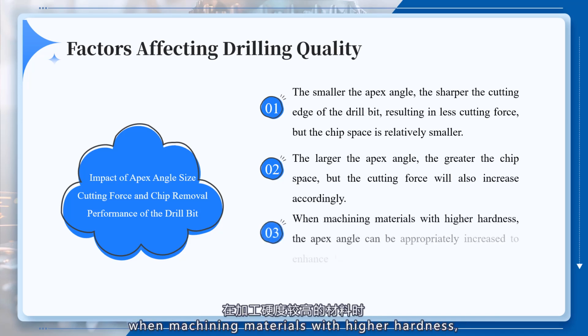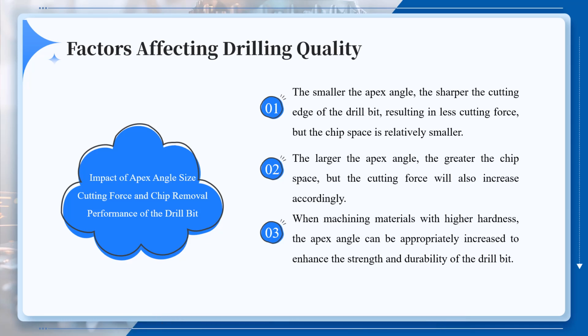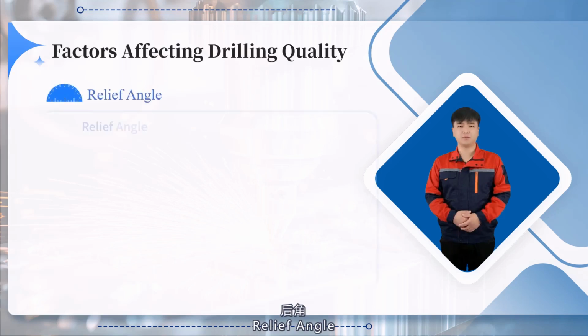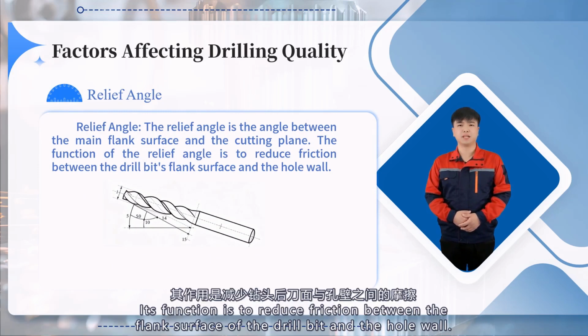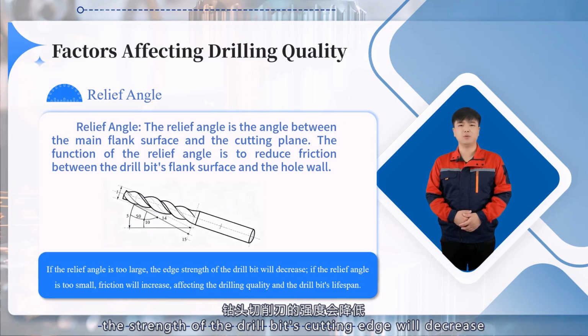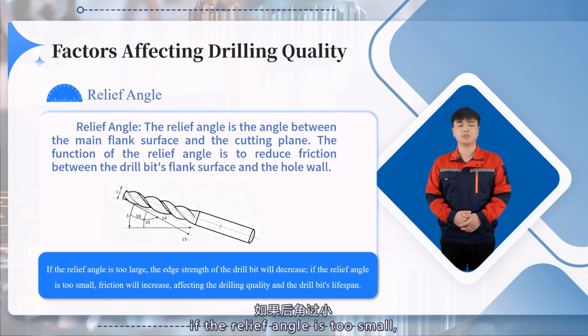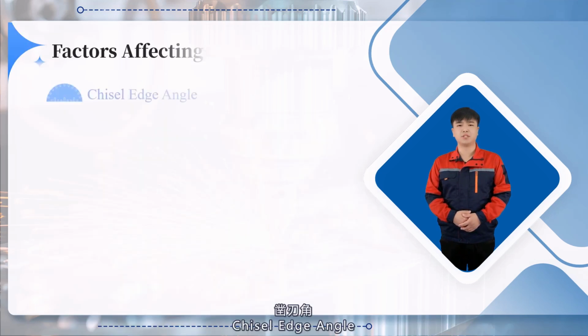For example, when machining materials with higher hardness, the point angle can be appropriately increased to enhance the strength and durability of the drill bit. Relief angle. The relief angle is the angle between the main flank surface and the cutting plane. Its function is to reduce friction between the flank surface of the drill bit and the hole wall. If the relief angle is too large, the strength of the drill bit's cutting edge will decrease. If the relief angle is too small, friction will increase, affecting both the quality of the drilling and the lifespan of the drill bit. Chisel edge angle.